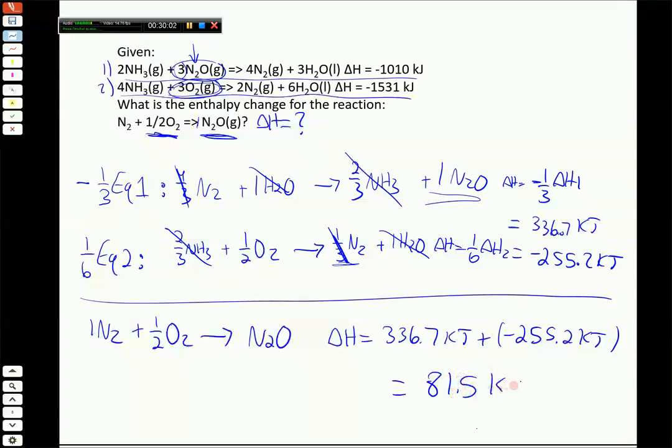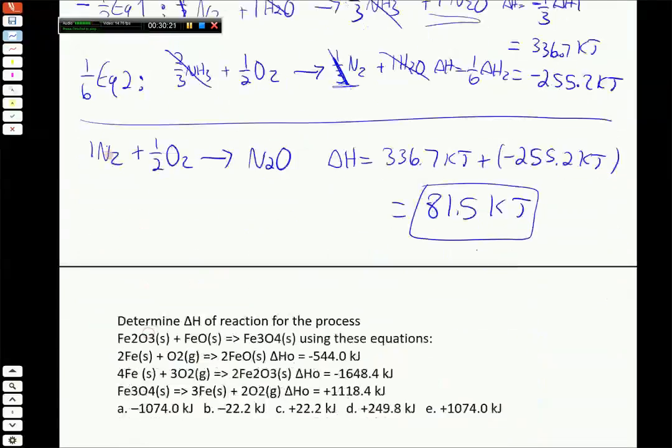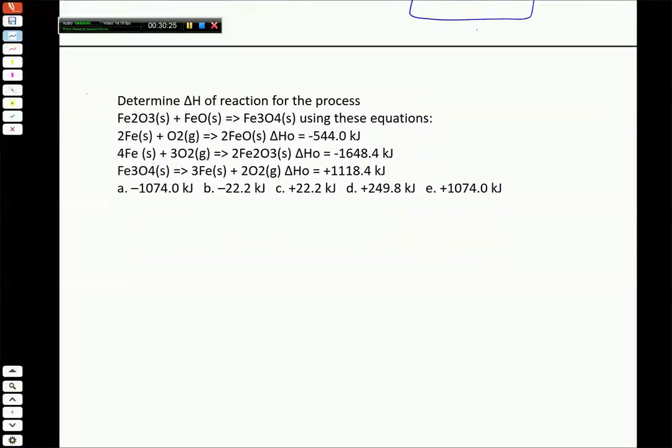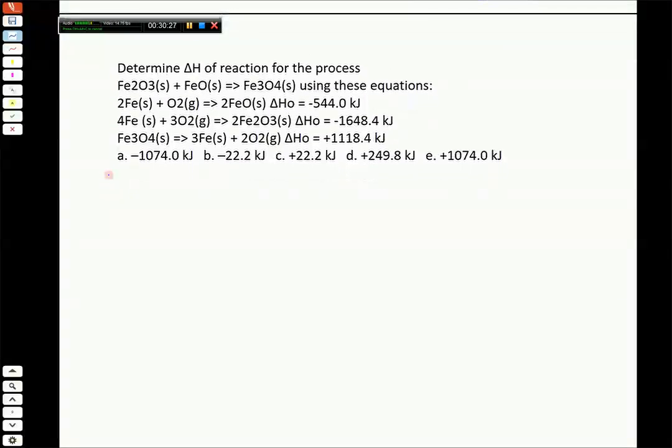81.5 kilojoules. I do think the correct answer in this was actually 82.0 is how it was written in Blackboard, but this is the only answer that was close to that, so 81.5 would be the precise number in this case. Alright, so again, adding two equations, finding out the delta H by combining the two, and then this next one here is going to be delta H for the following process.